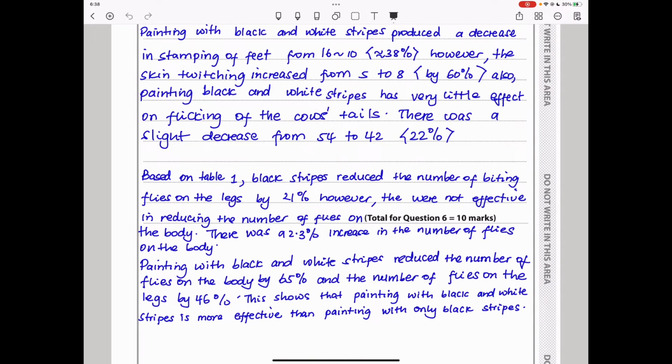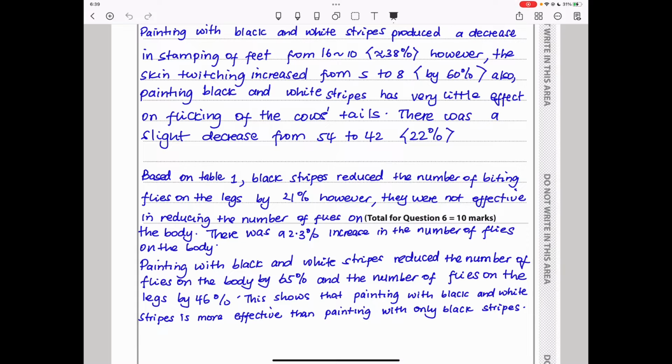So I went on to the last table, which is table 1. I say table 1 shows that black stripes reduce the number of biting flies on the legs by 21%. However, these were not effective in reducing the number of flies on the body. And again, let me just do this. They were not effective. So let's continue. I also say there was a 92.3% increase in the number of flies on the body. This is just extra information.